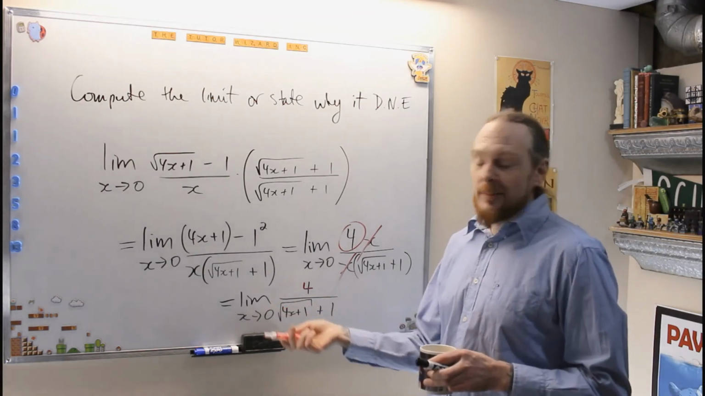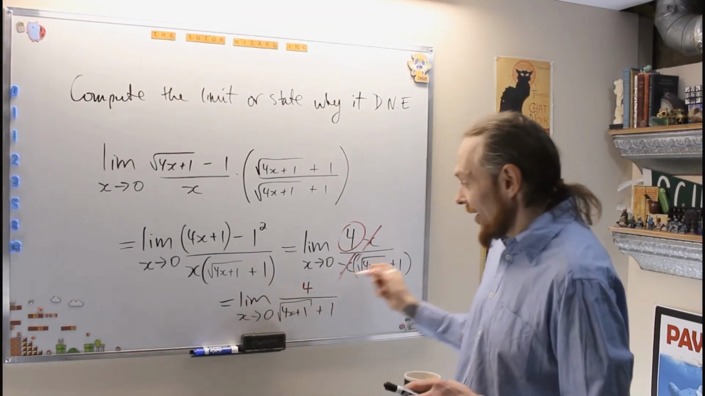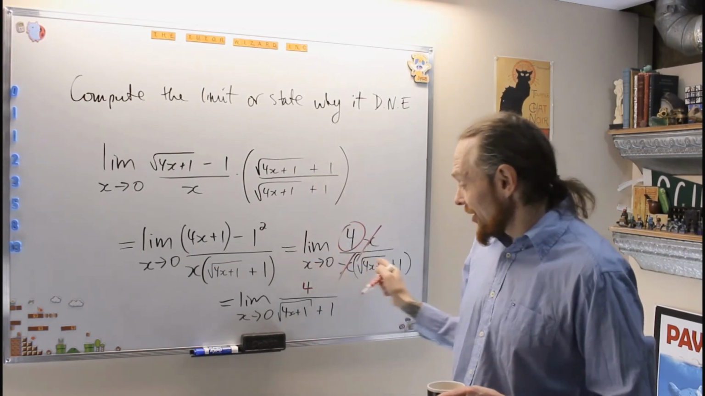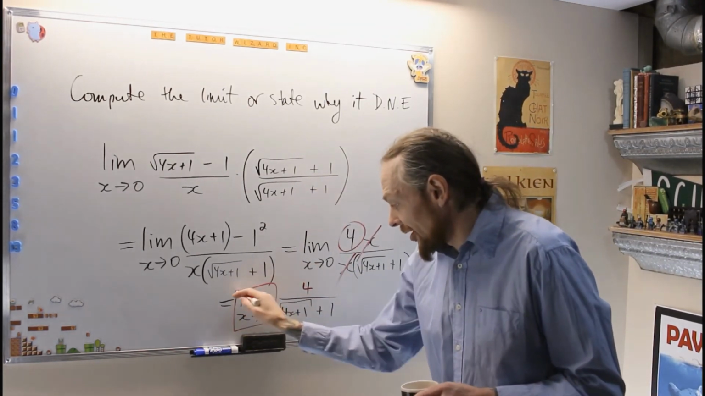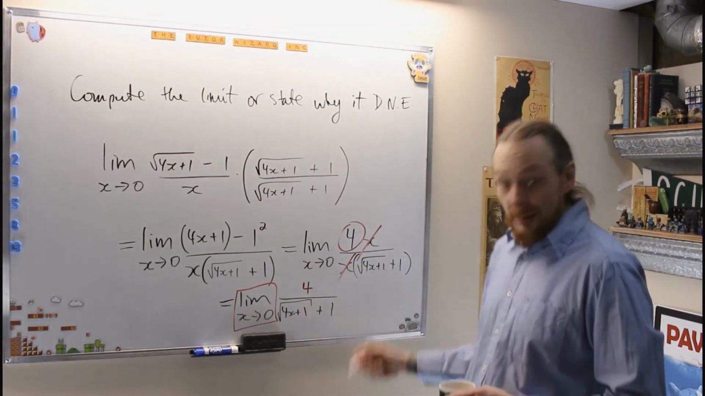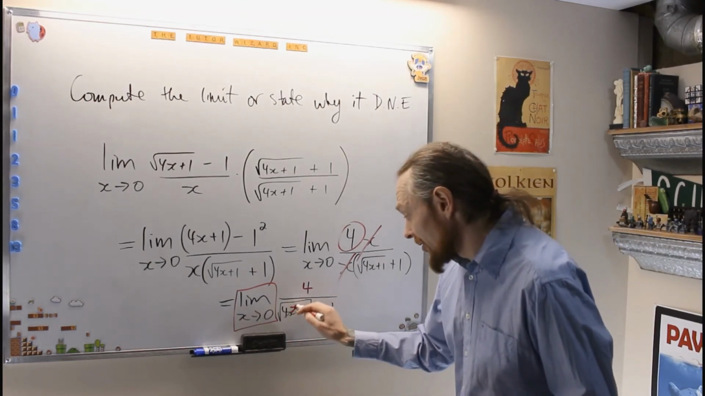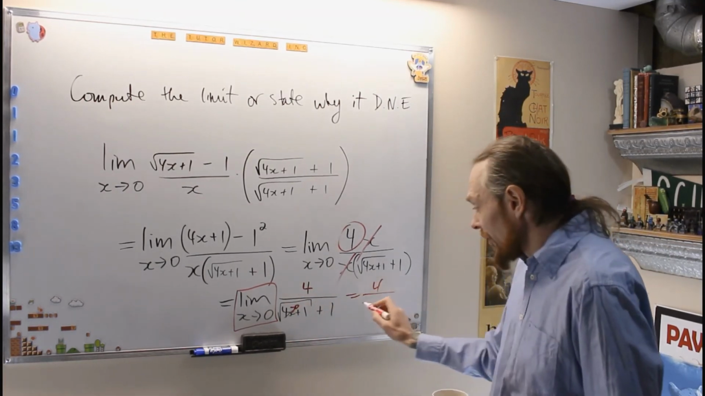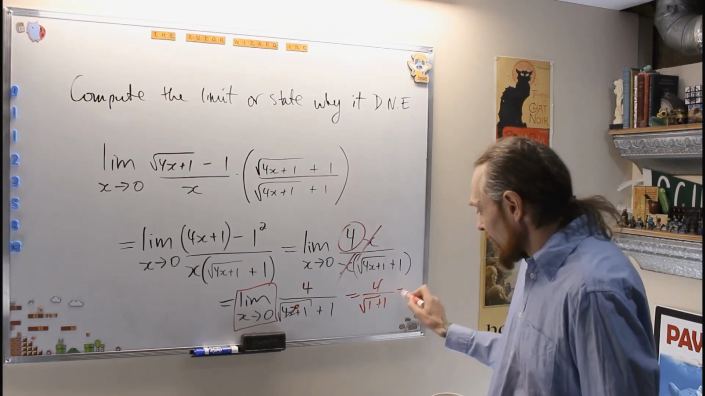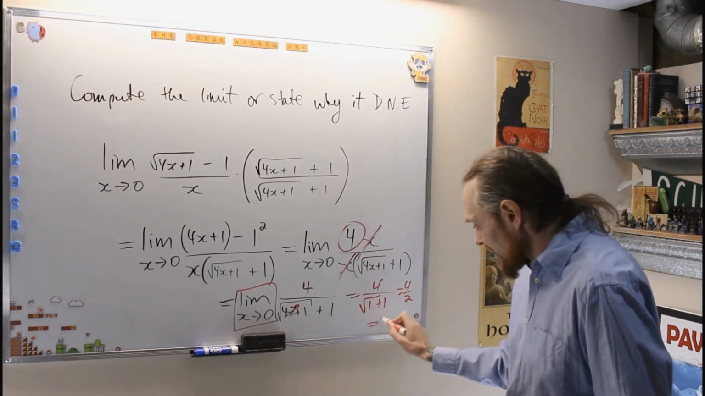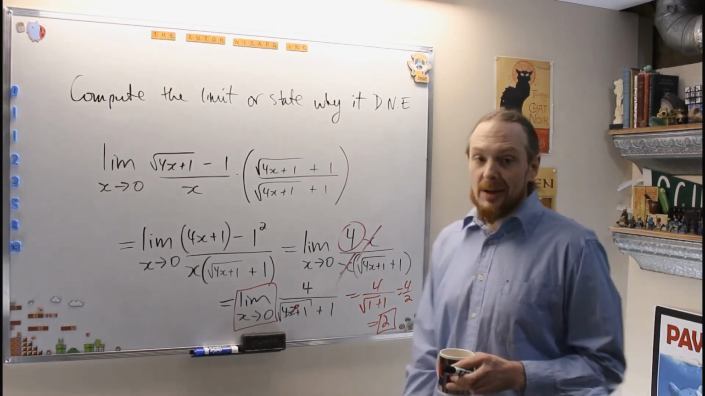Now I recompute and I ask myself, where am I going? Now that I've made that clever conjugation and I simplify, I ask myself, where am I going? I'm going to 0. Is there a problem anymore? No. So this can go to 0 again, and we get 4 over the square root of 1 plus 1, which is 4 over 2, which is equal to 2, not 1/2. Not 1/2, 2.